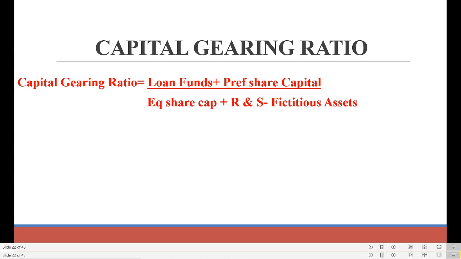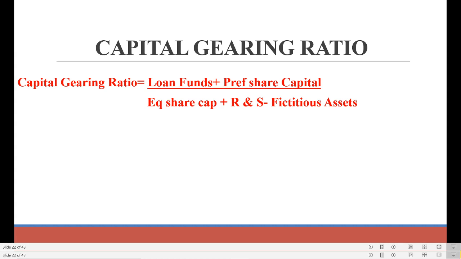Next ratio is capital gearing ratio. Now, what is the purpose of this ratio? We will try to see here that whatever amount of capital the company has, whatever sources they have used, out of that, how many are fixed interest bearing sources and how many are not fixed interest bearing sources. That means on what sources the company has to pay a fixed amount of interest or dividend, and on what sources the company doesn't have to pay a fixed amount of interest. Obviously both categories have their own pros and cons.